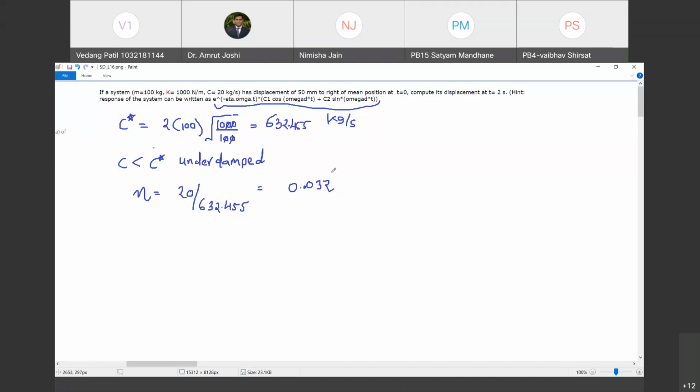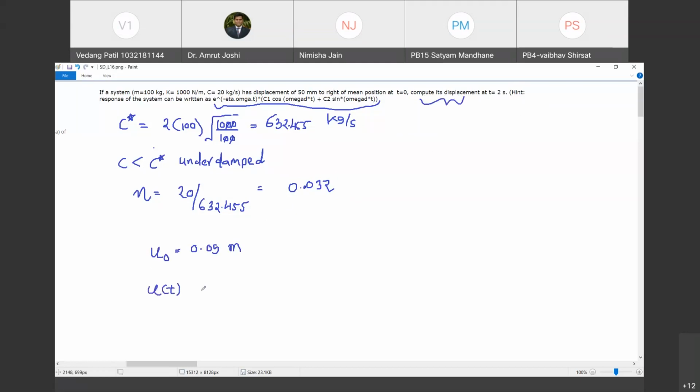Now the system has a displacement of 50 mm to the right of the mean position at time t equal to 0. So what is the value of u0? U0 is 0.05 meter. Very good. You have to convert this into a consistent system of units. And then at time t equal to 2 seconds, you have to compute its displacement. Do you agree with me? And what is the equation?